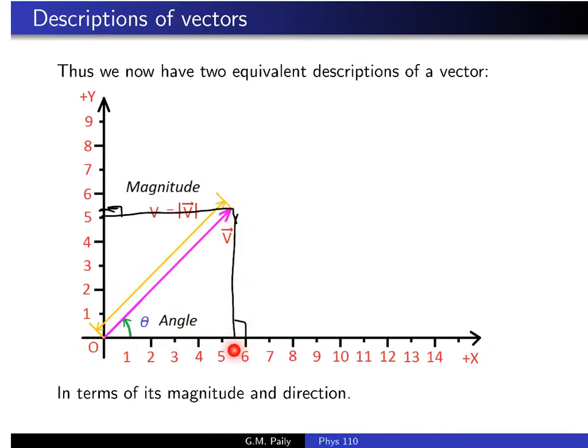Looking at this right angle triangle, once again, we see that the magnitude of the vector gives you the length of the hypotenuse. The x component is the adjacent side to this angle, and so would be related to the cosine of this angle. Similarly, the y component is related to this side, and this side is the opposite side to this angle, and so the length of this side would be related to the sine of this angle.